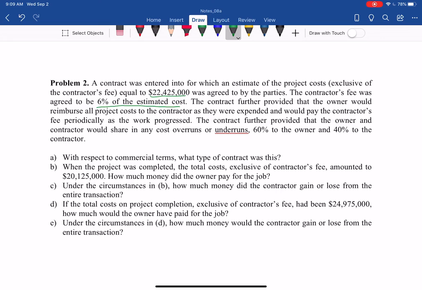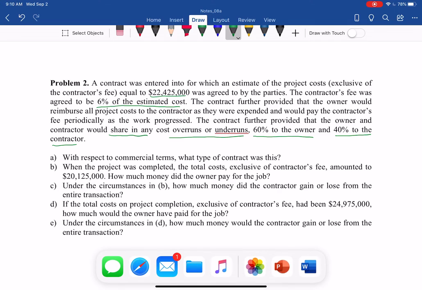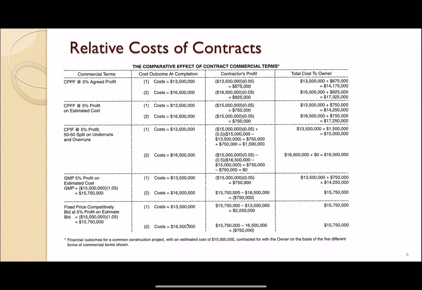The contract further provided that the owner and contractor would share, that is the key, any cost overrun or underrun, 60% to the owner and 40% to the contractor. So whatever the overrun or underrun, the owner will take 60% of that risk and the contractor 40% of that risk. In the other video we present this, but this is the bottom line to understand what the impact is for different scenarios of costs with different types of contract. So watch the other lesson video so that you can see more insight.